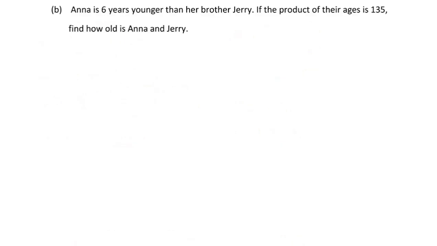Part B of the question: Anna is 6 years younger than her brother Jerry. If the product of their ages is 135, find how old Anna and Jerry are. This is an algebra problem. Let us assume x equals Jerry's age. Then Anna's age is going to be x minus 6. The product of their ages is 135, so we are going to have x times, in brackets, x minus 6, which equals 135.